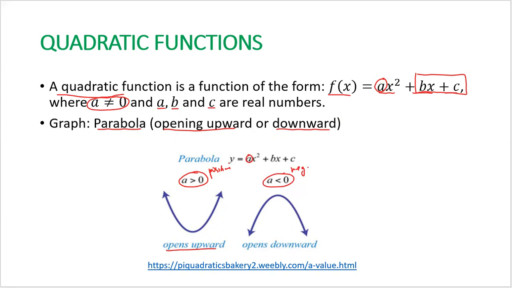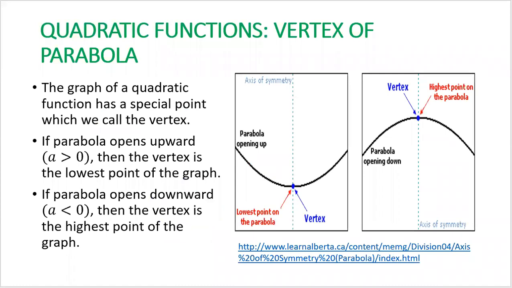Now, a quadratic function or the parabola has a special point which we call the vertex of the parabola. So if the parabola opens upward or when a is greater than 0, then the vertex is the lowest point of the graph. As you can see in this parabola that opens upward, this is the vertex, which is the lowest point of the parabola.